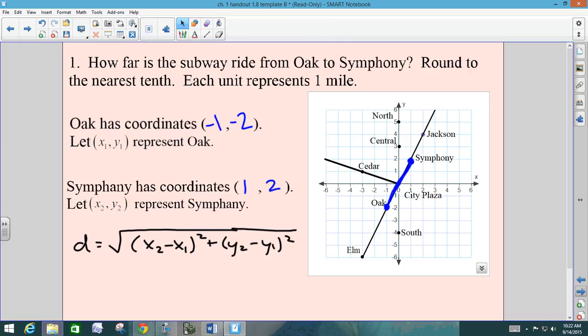All right, first step. Label your ordered pairs. The little 1 and the little 2 tell you what point they come from. My first point was Oak. So I'm going to say that -1 is x1 and -2 is y1. It's the first x value, the first y value. Symphony is the second point. So then +1 is going to be x2 and +2 is going to be y2. It's the second x value and the second y value. You're going to take those 4 in blue and substitute them into your distance formula.